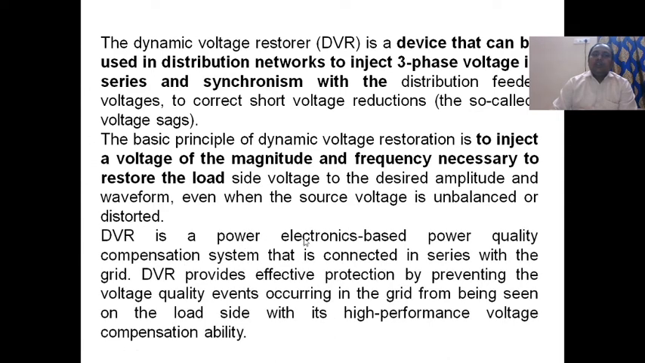DVR is a power electronics based power quality compensation system that is connected in series with the grid. DVR provides effective protection by preventing the voltage quality events occurring in the grid from being seen on the load side, with its high performance voltage compensation ability. DVR basically consists of a control system and a power circuit.